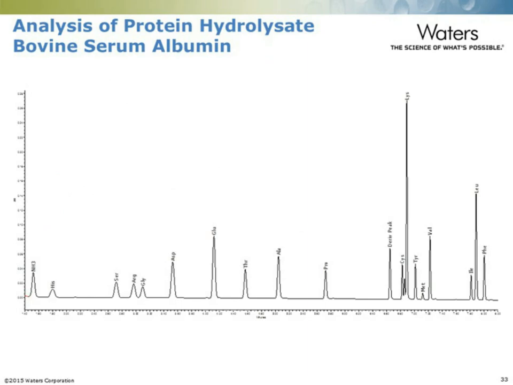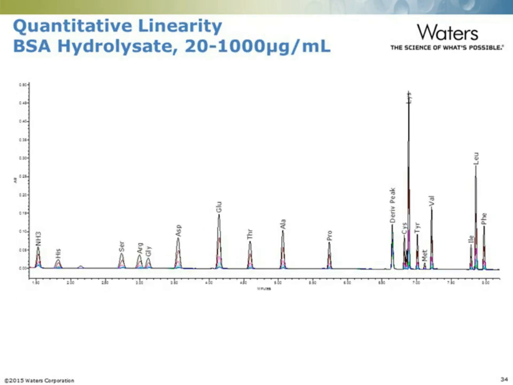We have used as a model system bovine serum albumin so that we have a standard protein that we can compare our measured composition to the known composition from the sequence. This is the amino acid analysis of the bovine serum albumin hydrolysate. We looked at the linearity of the method over the range of 20 to 1,000 micrograms per mil, and those different levels are overlaid in this chromatogram.